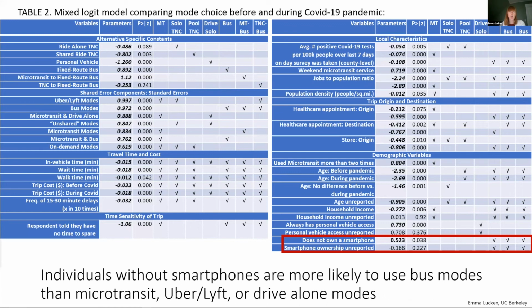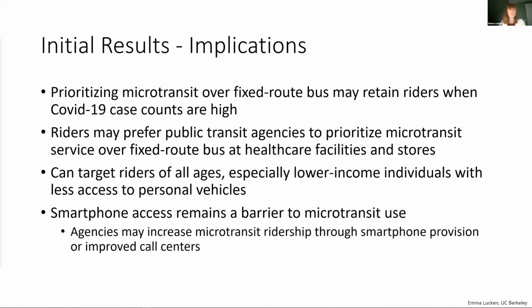And then another equity-related finding was that respondents who reported not owning a smartphone are more likely to use the 3 bus modes. And so we did see a barrier to using the on-demand modes and the drive alone modes for those individuals. Some initial implications from these results.